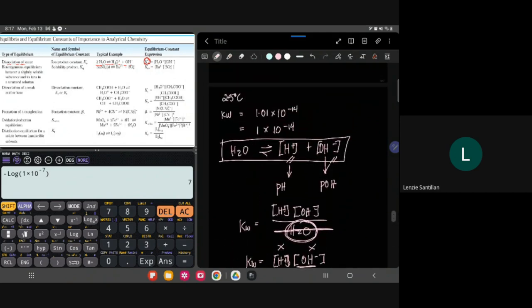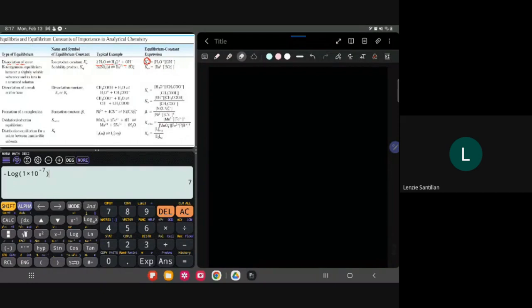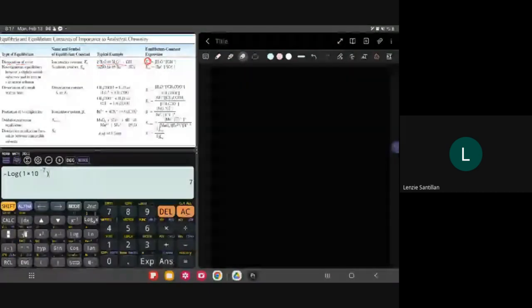So, ito yung pinagmulan niya. Kasi, ang temperature na sinusunod natin sa KW is 1.01 times 10 raised to negative 14. Okay? So, mamaya babalikan natin itong water. Okay? Kasi ito yung pinakasimple, I think, sa kanilang lahat ng KW. Okay? We also have your heterogeneous equilibrium. So, ito guys yung mga hard-to-dissolve substance. Hard-to-dissolve substance, ang tawag sa kanyang equilibrium constant is KSP, K with small sp sa baba. Ang ibig sabihin, solubility product constant.